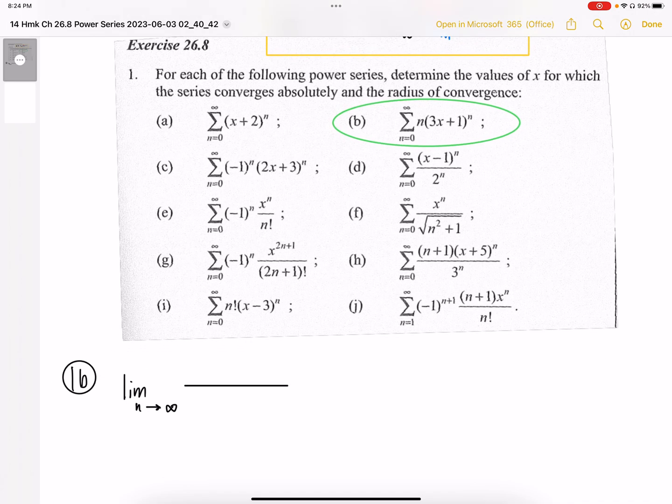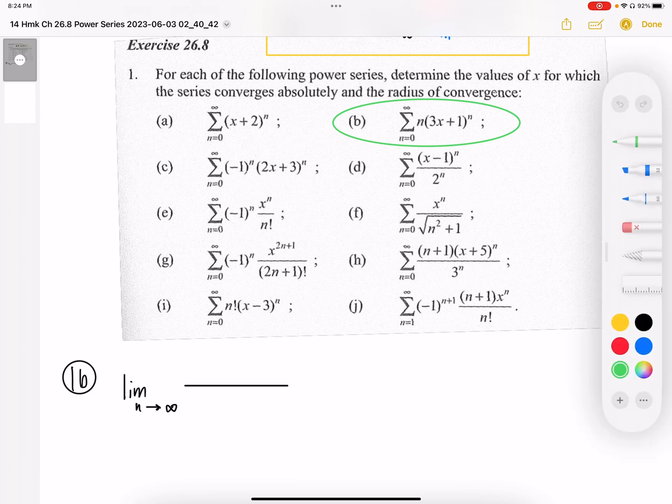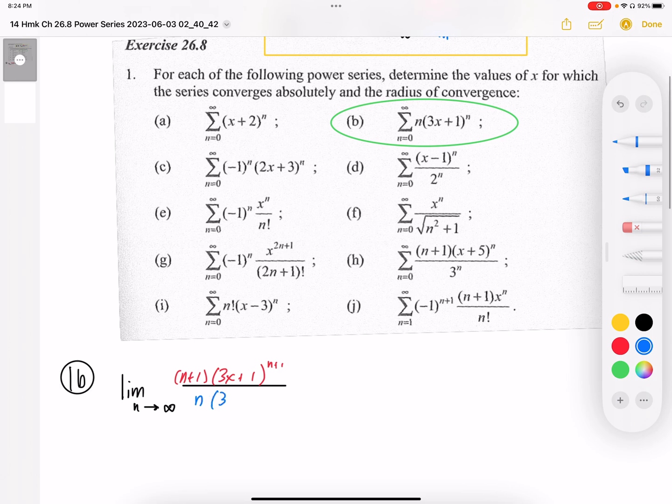So we're going to do 1b. In 1b, what we're going to do is take a_(n+1). So we're going to put that term into n plus 1, and then we end up with (3x+1), and our exponent is n plus 1. Okay, so we're then going to put the original a_n in there: n(3x+1) to the power of n.